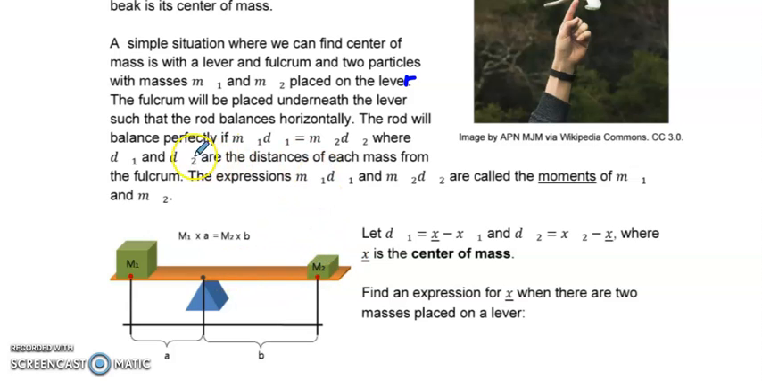And that's because the rod balances if this equation holds, that the mass 1 times the distance 1 is equivalent to mass 2 times distance 2, where the distances are the distances from the fulcrum, or the point where we're balancing. Okay? The expressions m1 d1 and m2 d2 are called the moments of each of the masses. And the moments will come up a lot during this lesson.